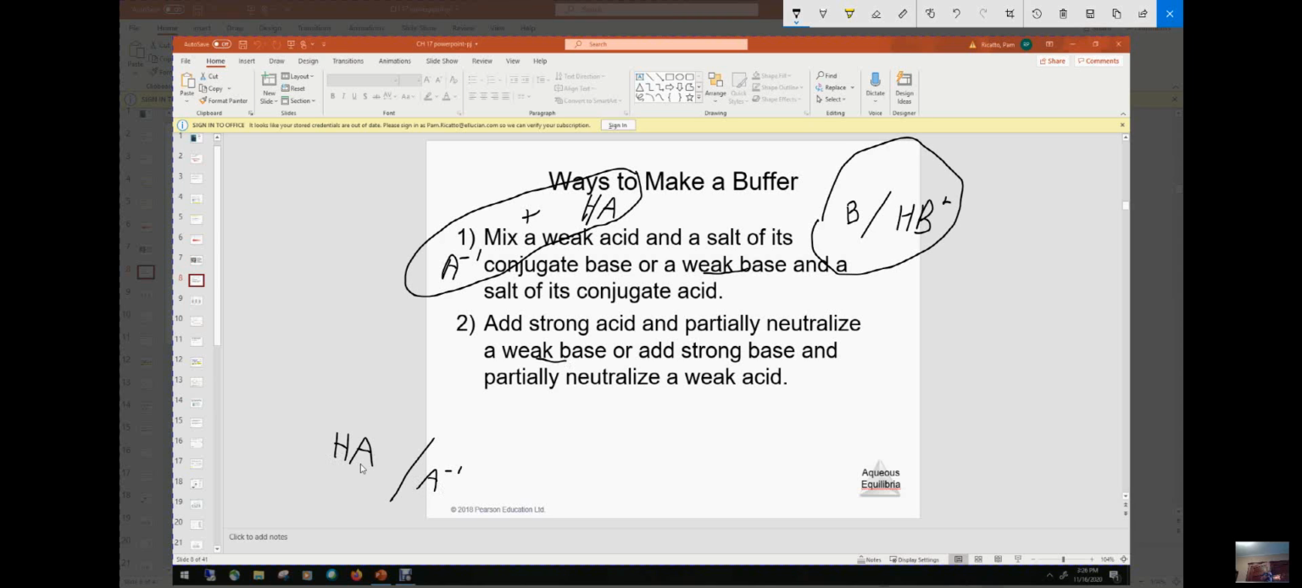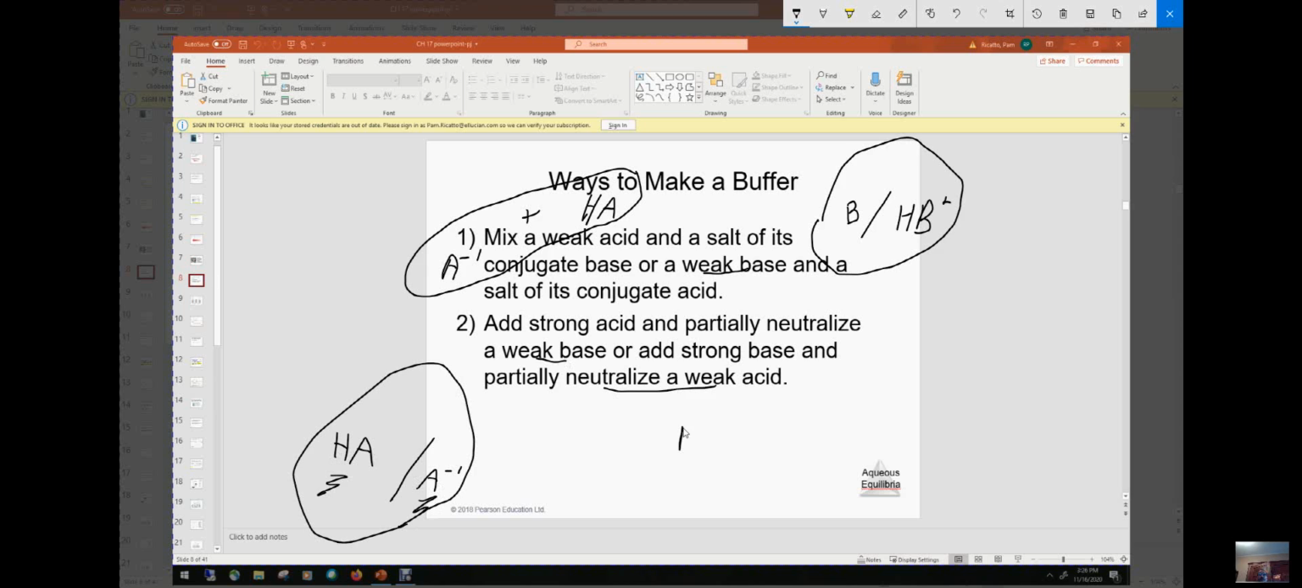So what I would be doing is, if I had a 1 molar solution of this, I'd add a half mole of sodium hydroxide, so that half of it would remain in this form, and the other half would get converted to this form. And that's how I get my buffer, when I get both of those things in there at the same time. Okay? How about this last way?